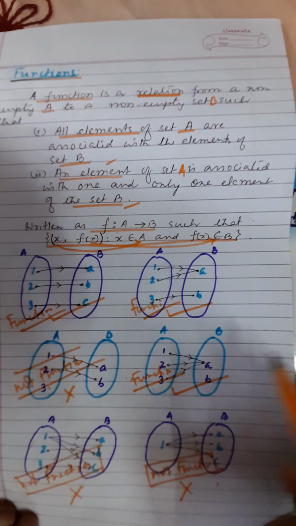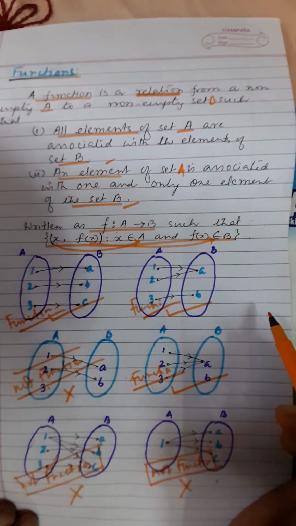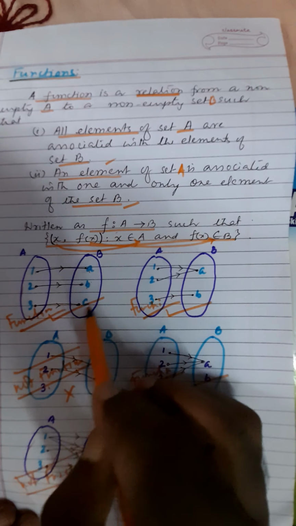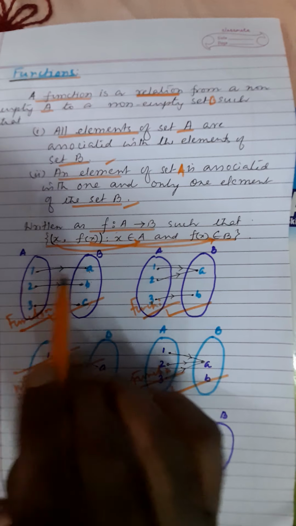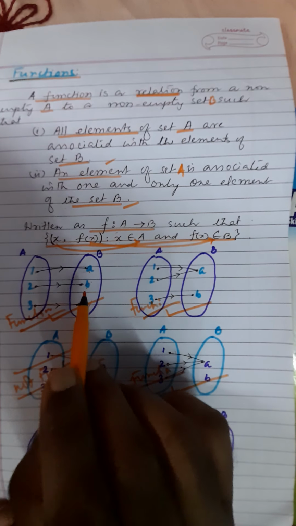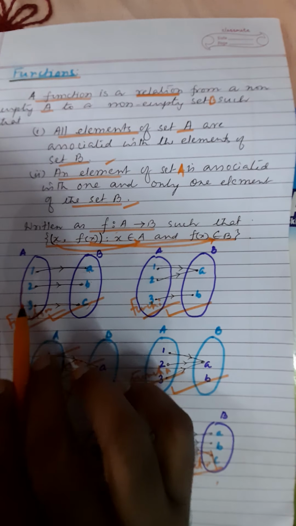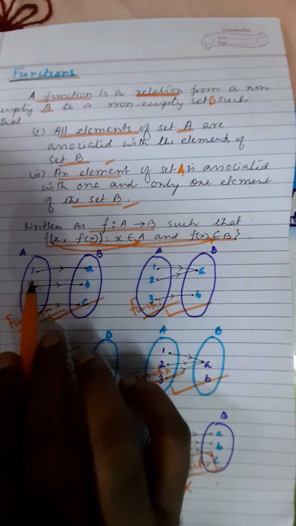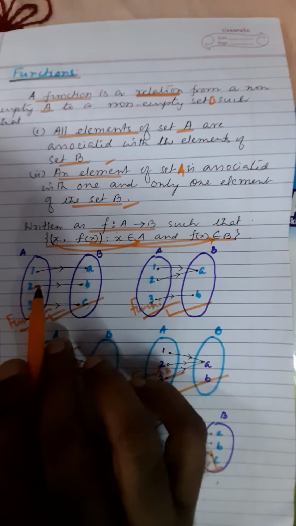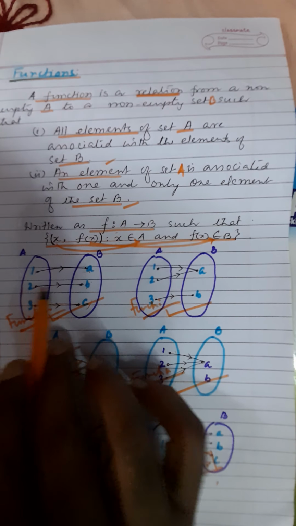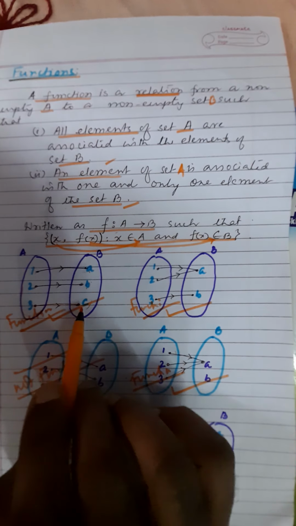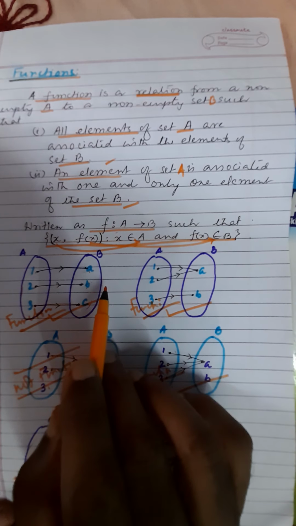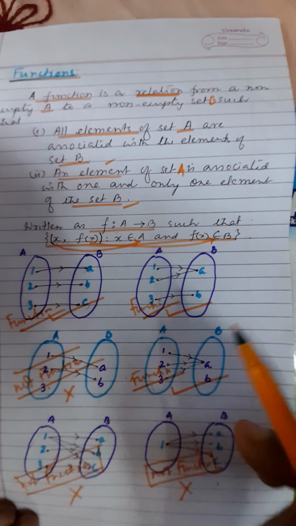Now see some diagrams. With the diagram, the definition of the function will be clear. These are elements of set A, these are the elements of set B. We have to check whether this relation is a function or not. All the elements of set A are associated with the elements of set B, so the first condition is satisfied. Second, 1 is associated with only one element, 2 is associated with only one element, 3 is also associated with only one element. That is, each element of A is associated with a unique element of B. So this is a function.